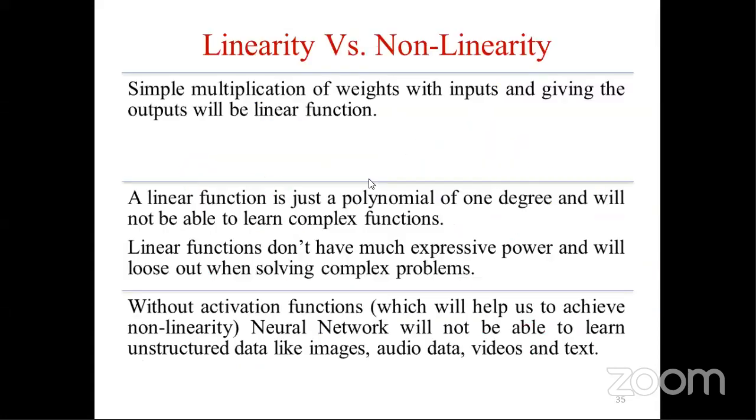So what is meant by linearity and non-linearity? Linearity means any straight line is a linear line. A linear line we can always express in mathematics as y = mx + b. It always gives a linear line. But most of the time we also have to deal with non-linear data sets.